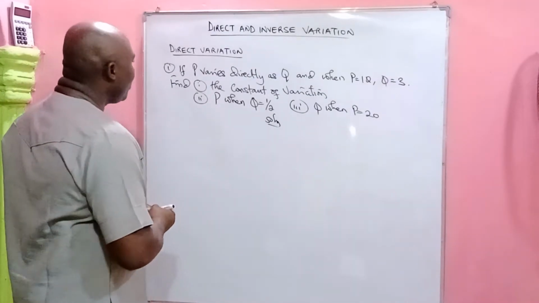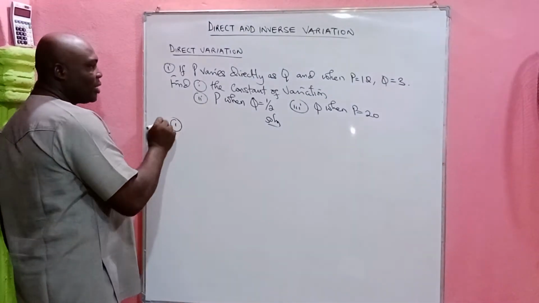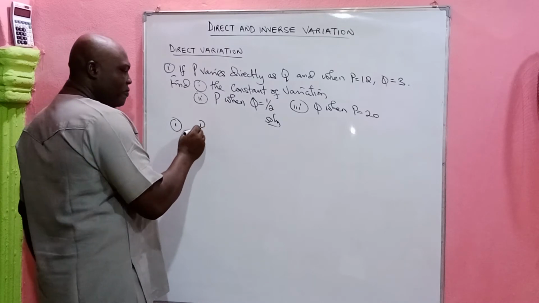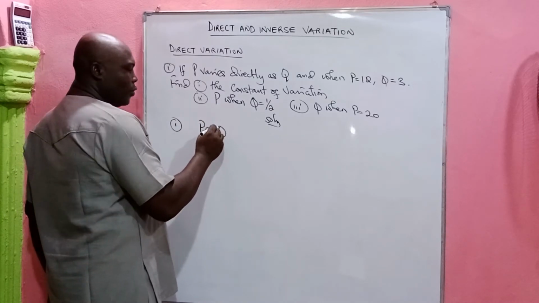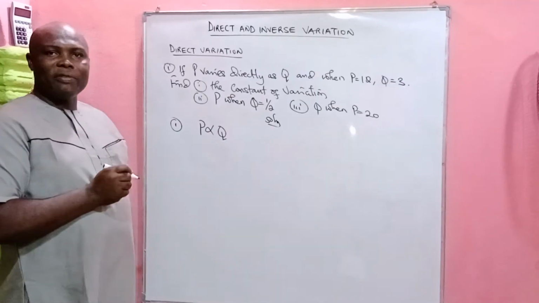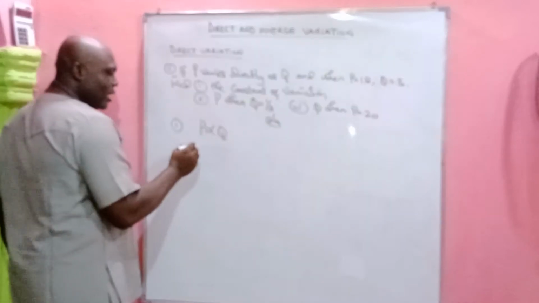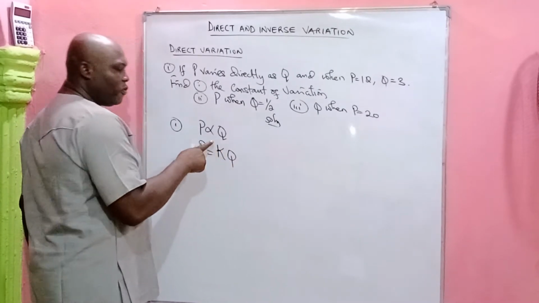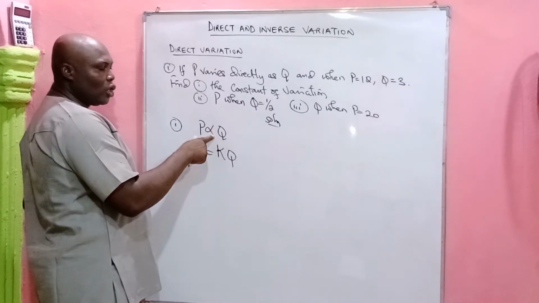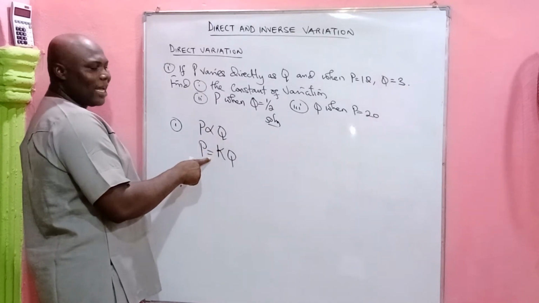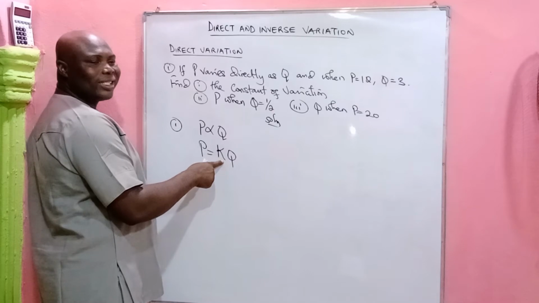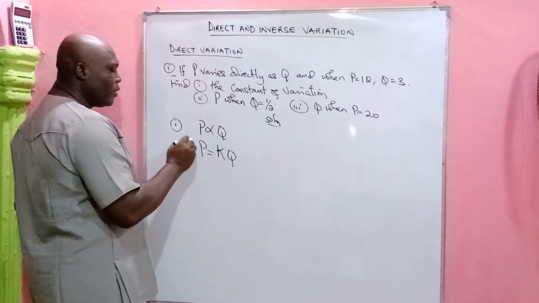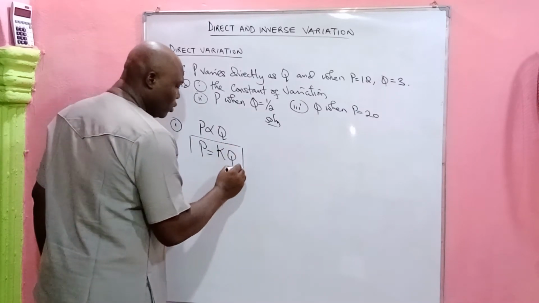All right, so the first thing, I want to find the constant of proportionality. So P varies directly as Q. That's a direct variation, which means that P will be equal to constant times Q. So for the direct variation to change to an equality sign, you will introduce the constant of variation or the constant of proportionality. Please take note of that.